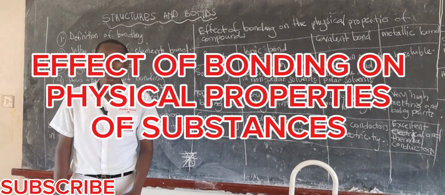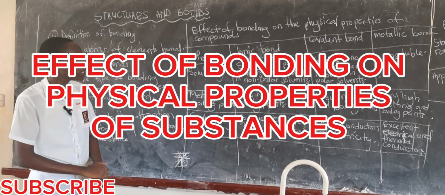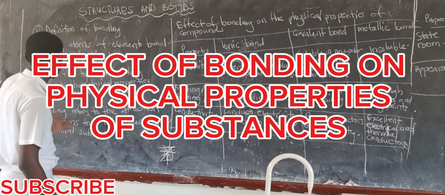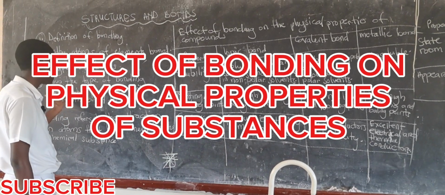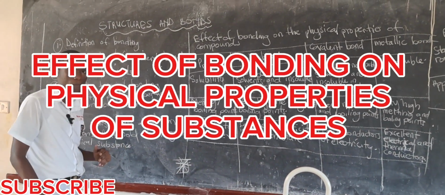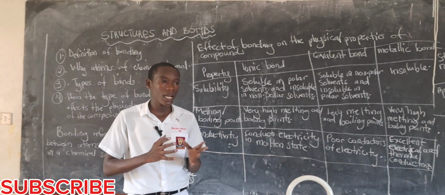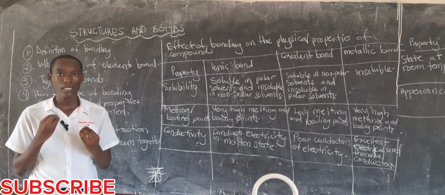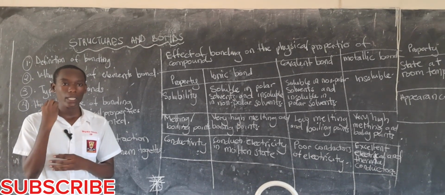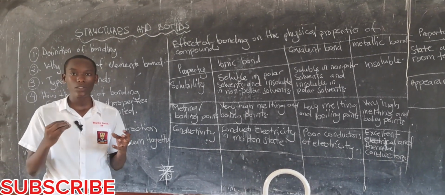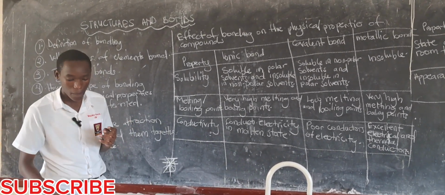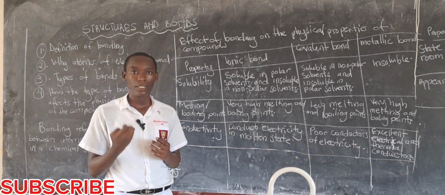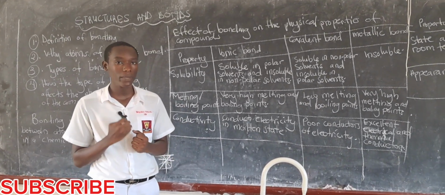So ladies and gentlemen, we've looked at the different types of bonds. Now I want to look at our last subtopic, how the type of bond determines the physical properties of the compound formed. When substances bond with each other, their physical properties are affected, because when electrons are transferred, or their electronic number is interfered with, the physical properties of an element changes.